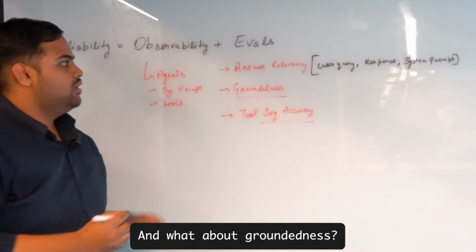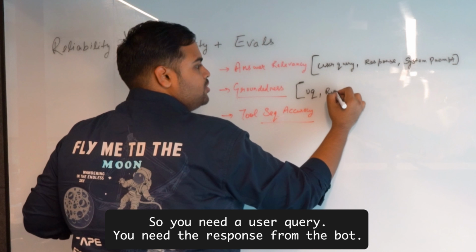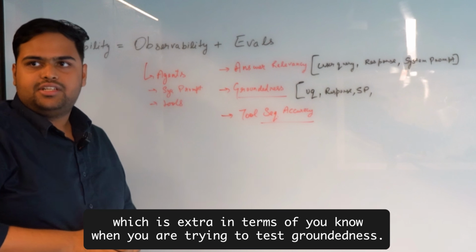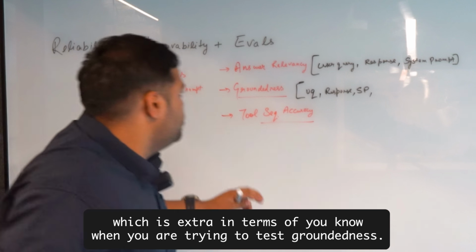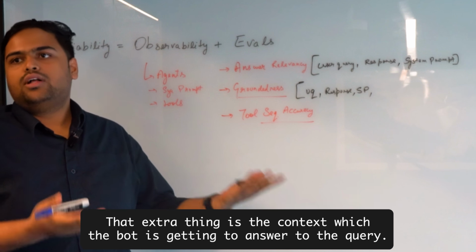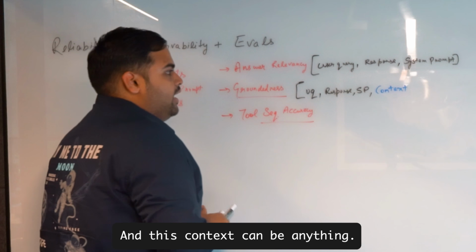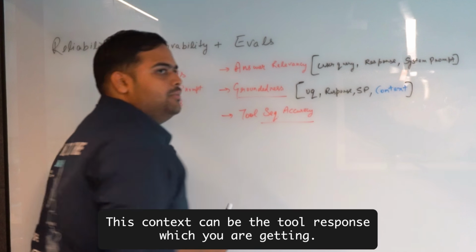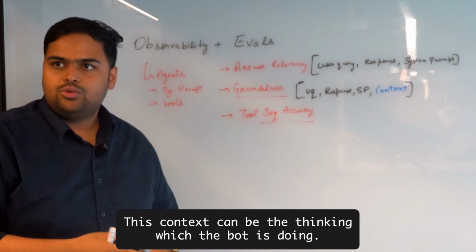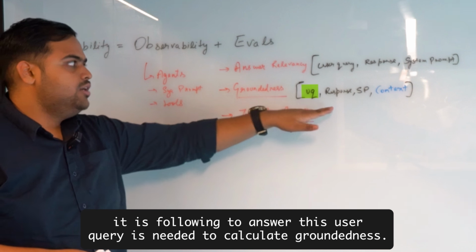Okay, and what about groundedness? What do you need? You need a user query, the response from the bot, and the system prompt. And one more thing which is extra when testing groundedness: the context which the bot is getting to answer the query. This context can be anything. It can be the tool response which you are getting, or the thinking which the bot is doing. Whatever context it is following to answer this user query is needed to calculate groundedness.